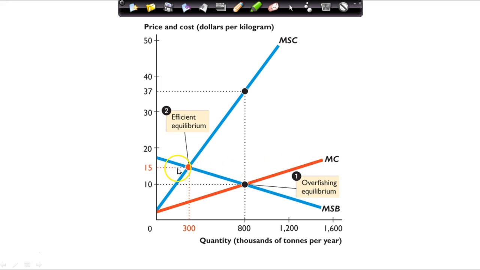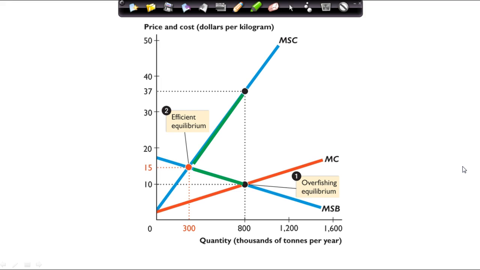Now, that allocatively efficient price and quantity is not, in an unregulated market, the price and quantity which will actually hold. The free market price and quantity will hold. But that means that we will be producing and consuming up to 800,000 tonnes. And in that case, the marginal social cost, the cost to society of the last unit, will be far greater than the benefits to society of the last unit given by the marginal social benefit curve.